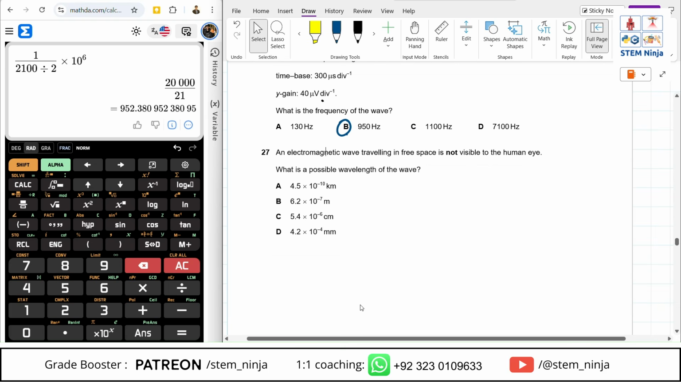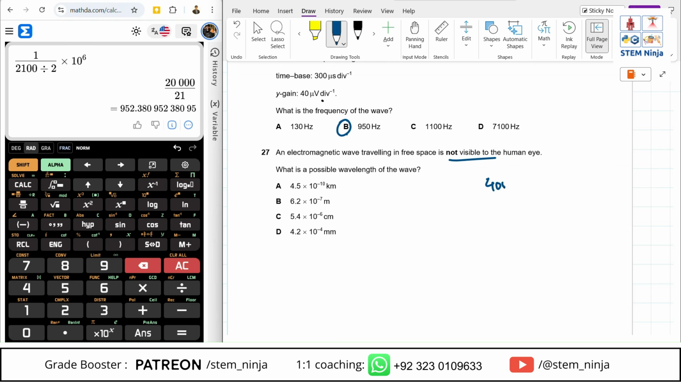Okay, an electromagnetic wave traveling in free space is not visible to the naked human eye. What is the possible wavelength of the wave? Not visible. Visible spectrum is in between 400 nanometers to 700 nanometers. So anything other than that will be part of that.